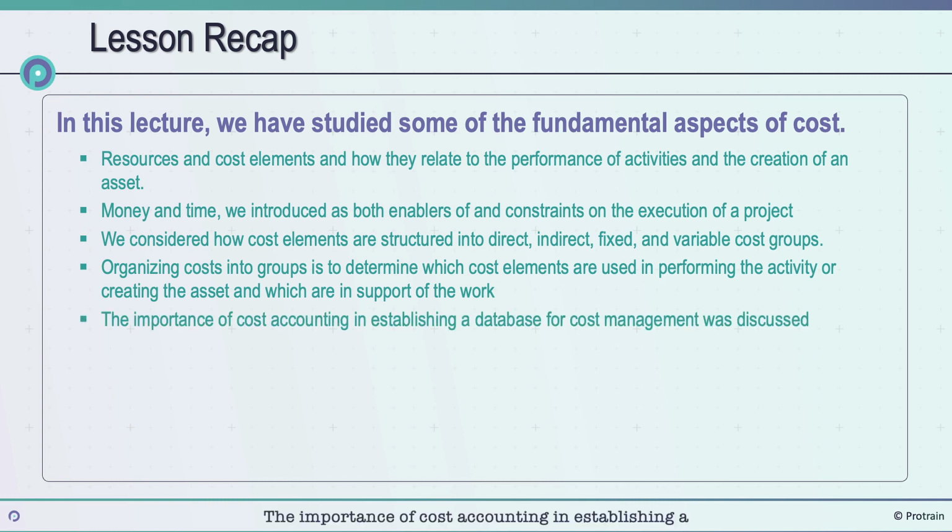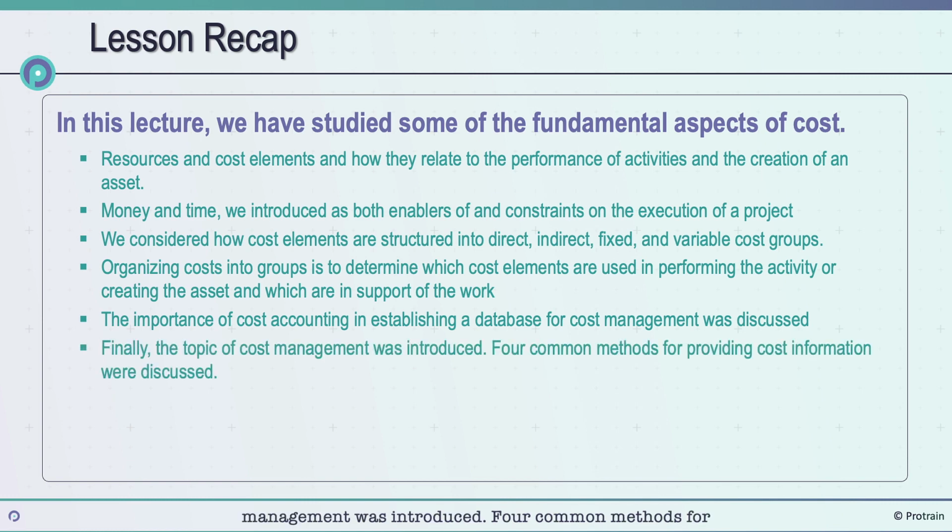The importance of cost accounting in establishing a database for cost management was discussed. Several methods of classifying and summarizing cost elements were introduced: code of accounts, activity-based costing, and work breakdown structure, WBS. Finally, the topic of cost management was introduced. 4 common methods for providing cost information were discussed as they applied to cost management. This illustrated the importance of having sound cost history that is structured in a usable format.